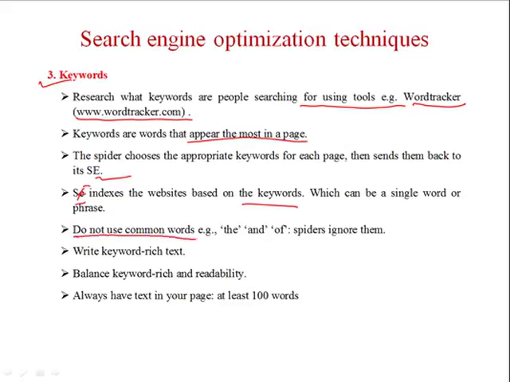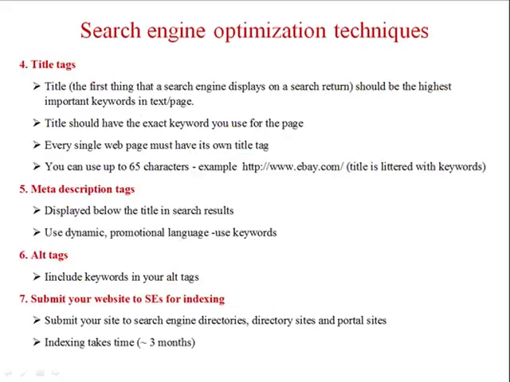Do not use common words. Common words means you can consider stop words or highly frequent words. Generally, web crawlers ignore such kinds of words. Use the right type of keywords or keyword rich text. Balance keyword richness and readability. Always have text in your page, at least 100 words.